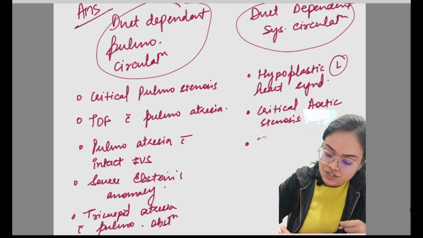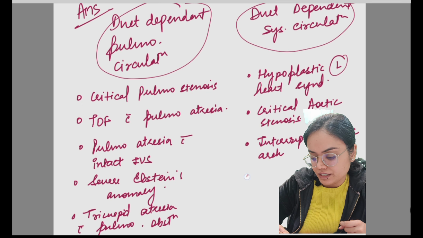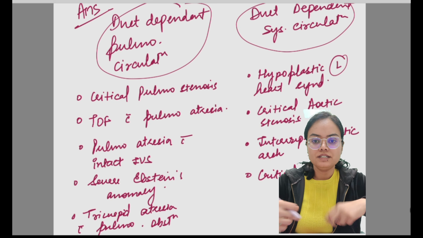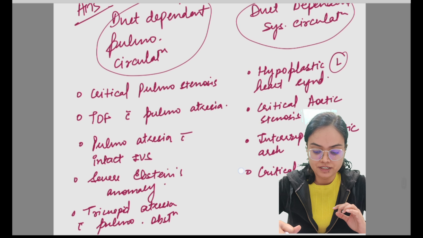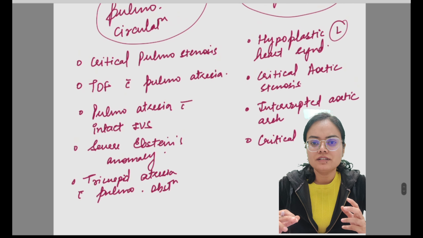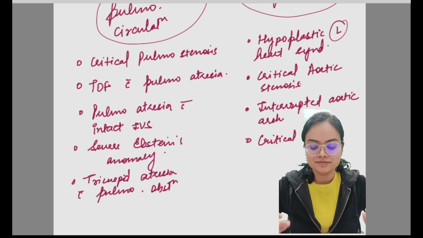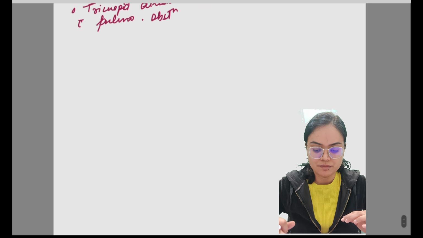interrupted aortic arch, and critical coarctation of aorta. These are important conditions where patency of the duct is required so that there is no hypoxia and cyanosis, and for survival this is important.